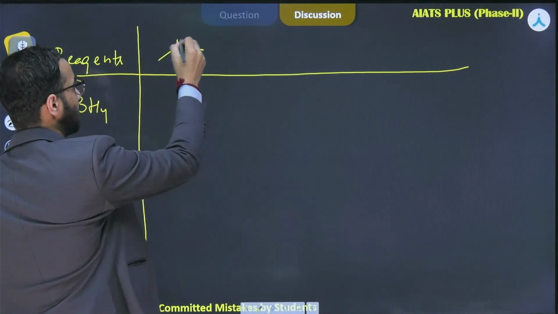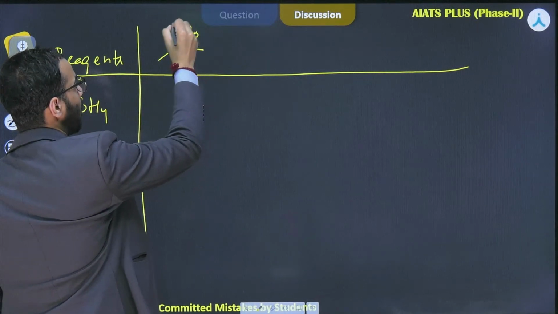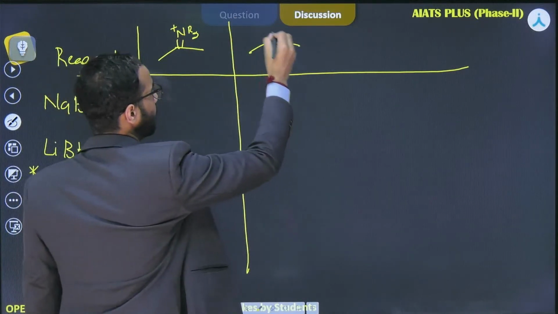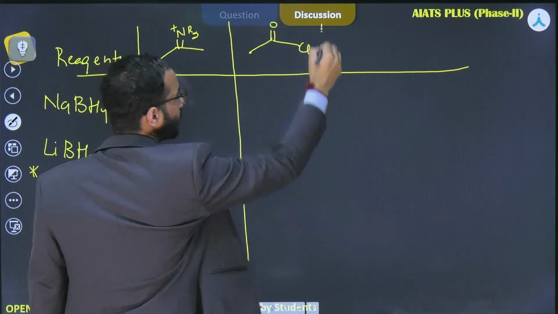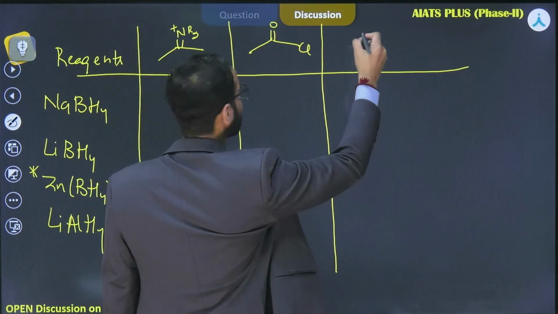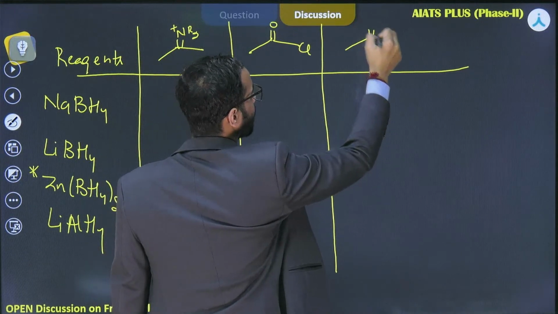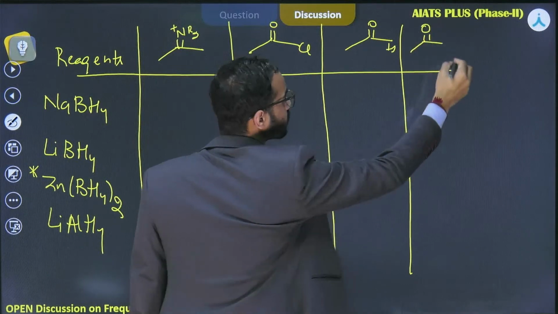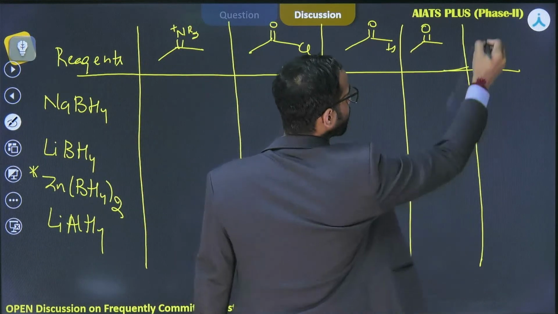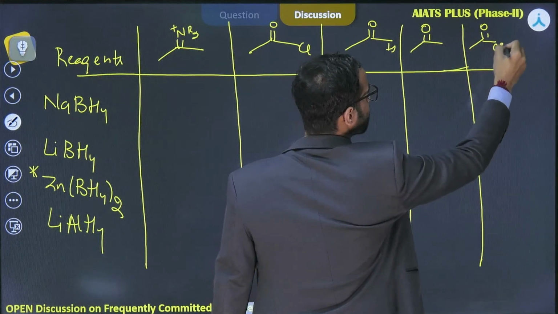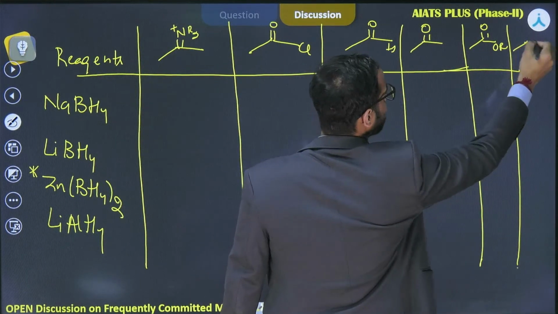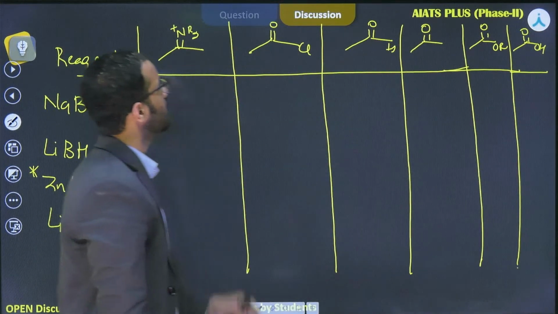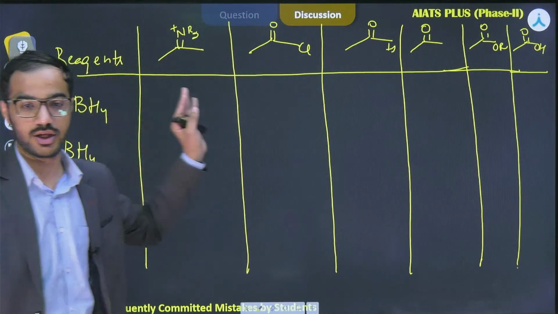The first one is imine, amine, NR2 positive. Then you will have acyl chloride, or any chlorides, aldehyde, ketones, ester, and we can say acid. This is the electrophilicity order of the compounds we have already done.